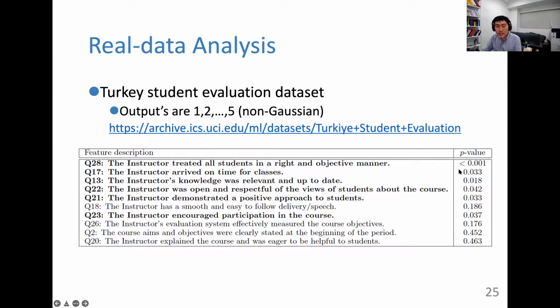In the beginning, Anthony asked whether we should do some correction, but here I didn't correct the p-values. Basically, I just examined each feature. So this is without correction of the p-values. Okay, so this is a real analysis example.